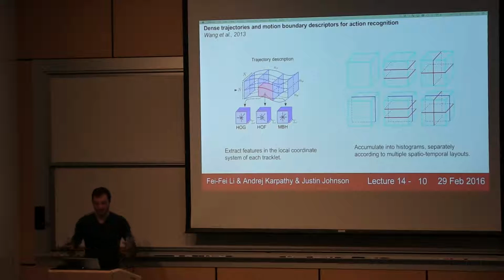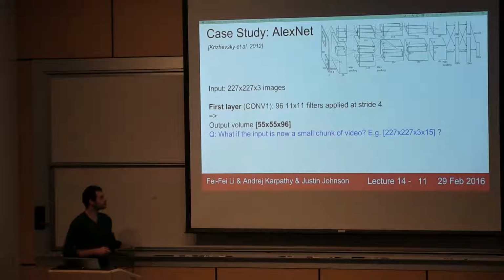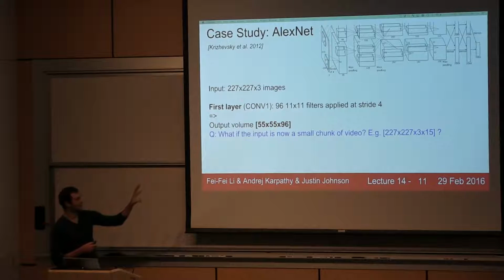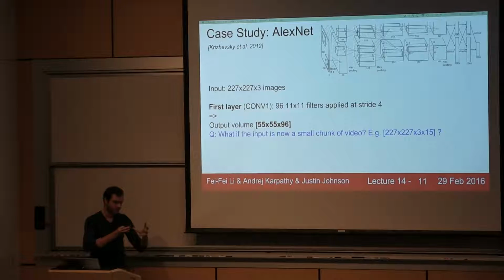Now, in terms of how we actually approach these problems with convolutional neural networks, you may recall AlexNet. On the very first layer, we receive an image that is, for example, 227 by 227 by 3, and we're processing it with 96 filters that are 11 by 11 applied at stride 4. And so we saw that with AlexNet, this results in a 55 by 55 by 96 volume, in which we have the responses of all the filters at every single spatial position.